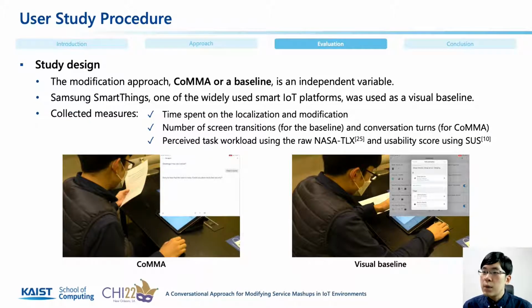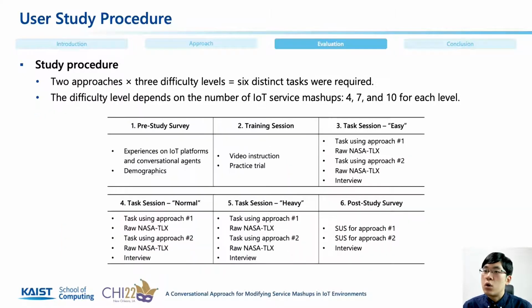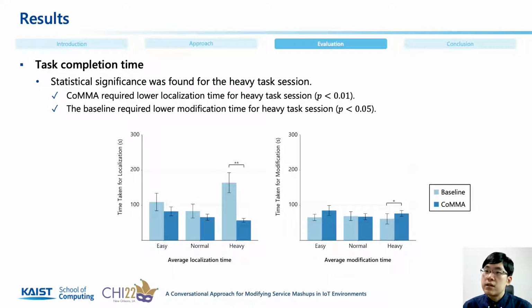We compared Comma and the visual baseline, Samsung SmartThings, and we collected the time spent on each step, the number of interactions, task workload, and usability score. We prepared 3 difficulty levels, easy, normal, and heavy. Each level had a different number of IoT service mashups, that is 4, 7, and 10.